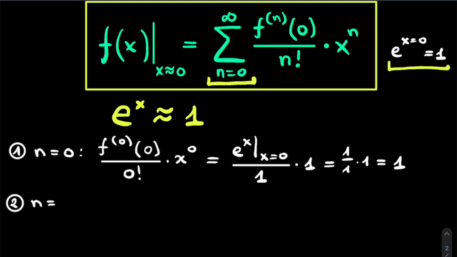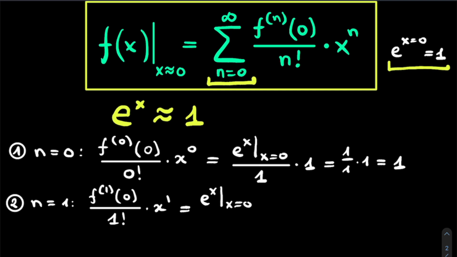In this case, n is equal to 1. Here we just write the first derivative of our function filled in x is equal to 0. We divide by n factorial, which is simply 1 factorial, multiplied by x to the power of 1. In this case, since we know that the derivative of e to the power of x is equal to e to the power of x, a defining property of this function, we get again e to the power of x filled in x is equal to 0.